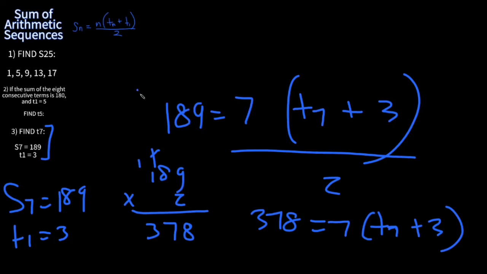So 378 divided by 7, let me quickly calculate that. And so that is equal to 54 after being divided by 7. So that equals T7 plus 3. And you just take 3 away, and so T7 is equal to 51.